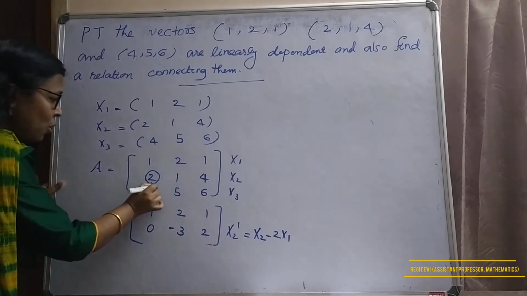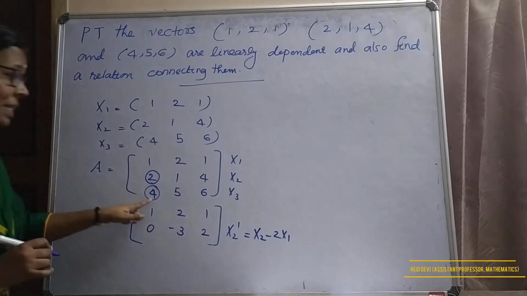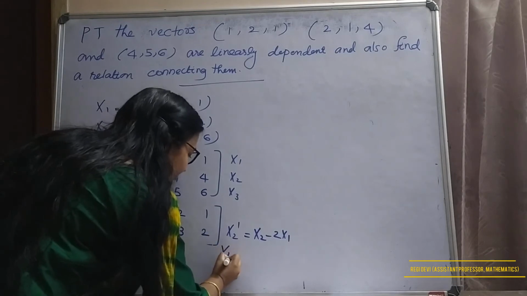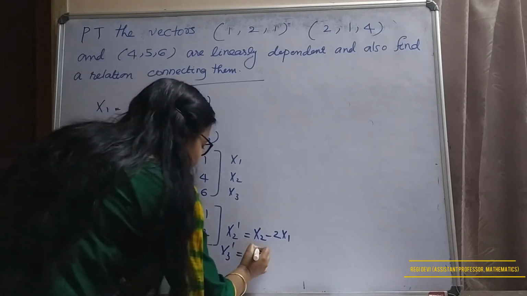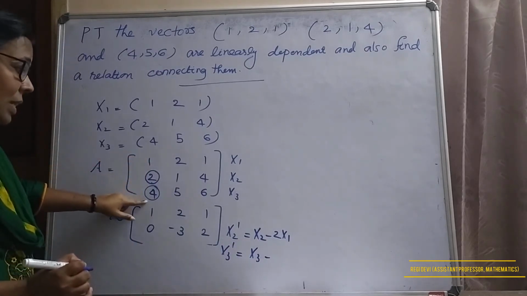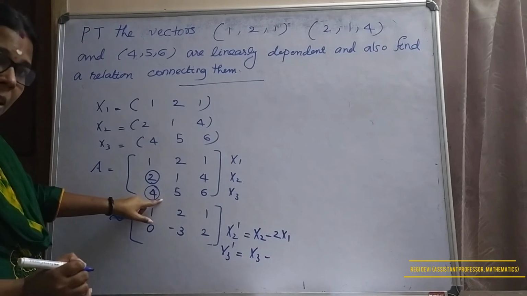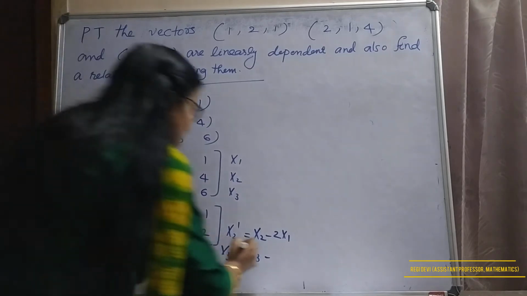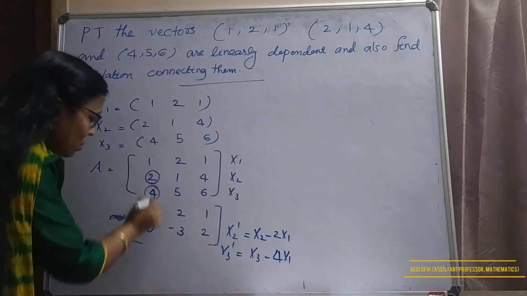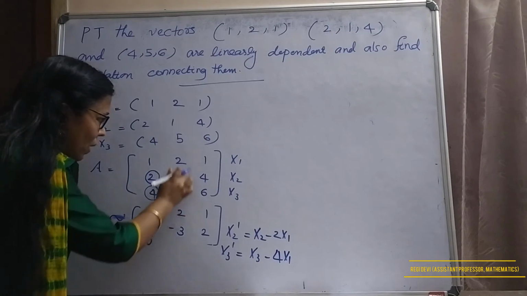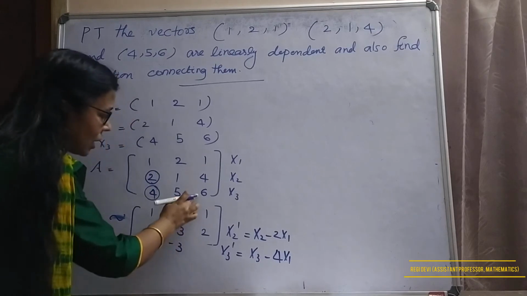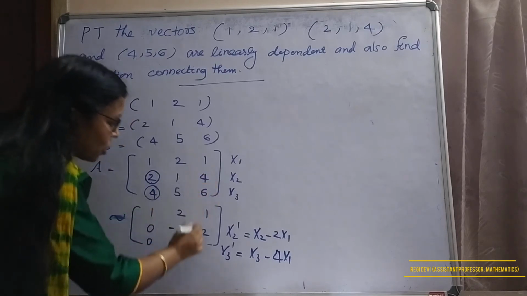Now we have to change this 4 into 0. That is, x3 changes to x3 dash, x3 dash equal to x3 minus 4 times x1. That is 4 minus 4 times 1, which is 0. 5 minus 4 times 2, that is 5 minus 8, which is minus 3. Then 6 minus 4, that is 2.